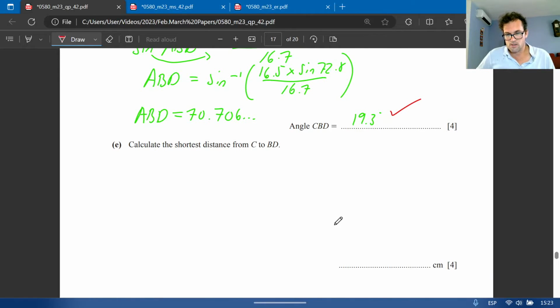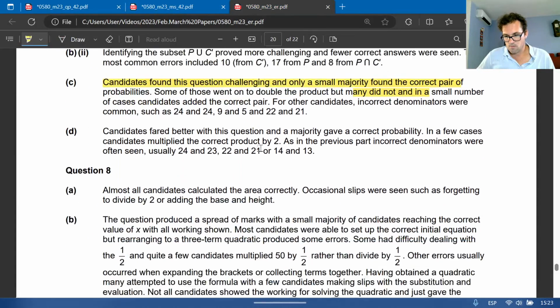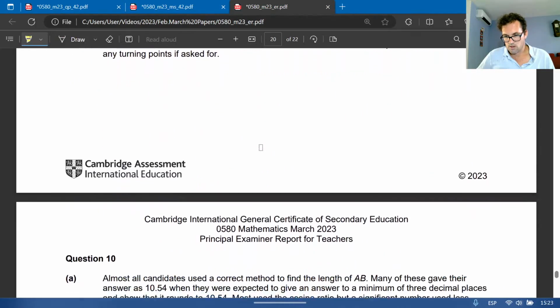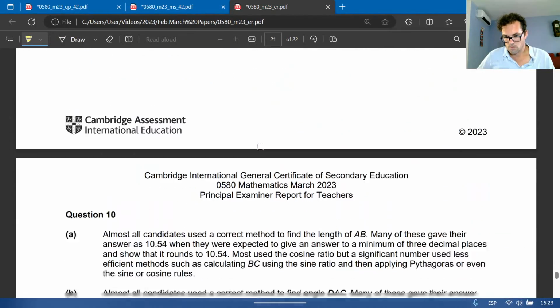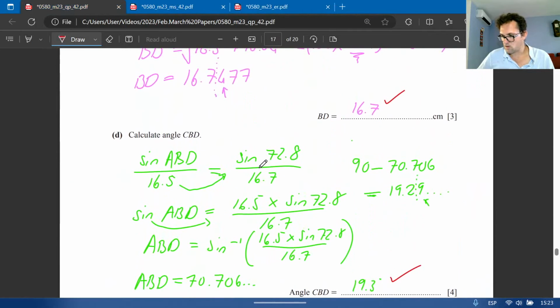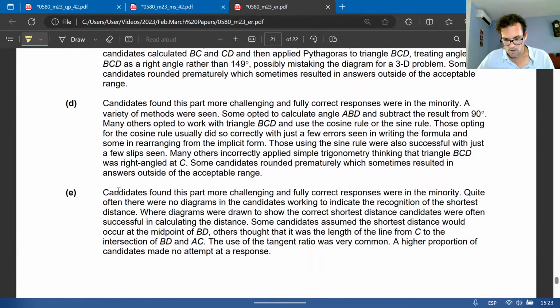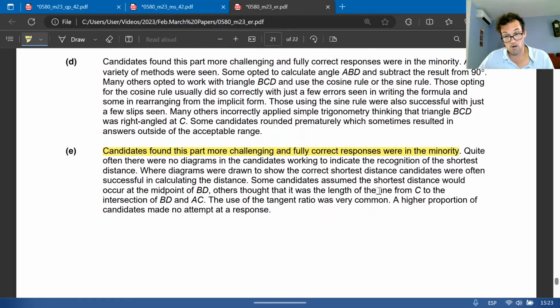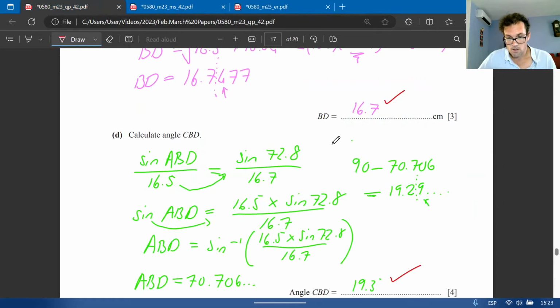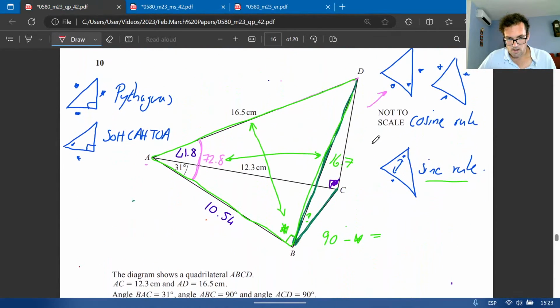Calculate the shortest distance from C to BD. Now I remember them mentioning this one. This is question 9. What are we on? Question 10E. Right, this was apparently a difficult question, and they asked the questions quite a lot. So let's clear the clutter and see what we can figure out.